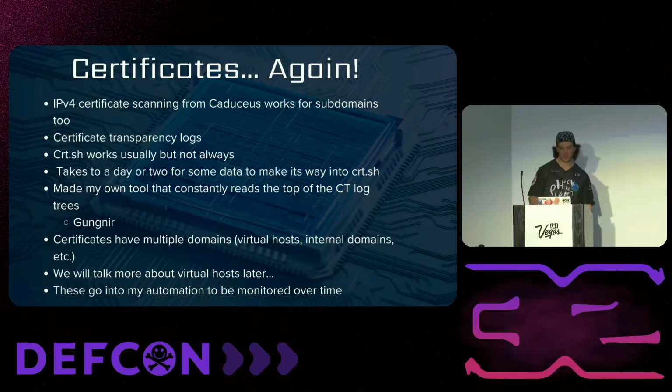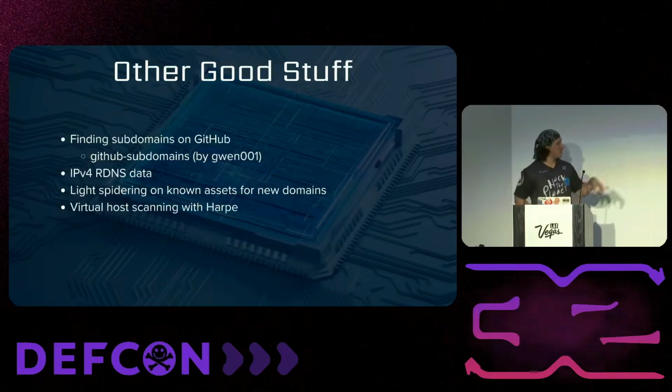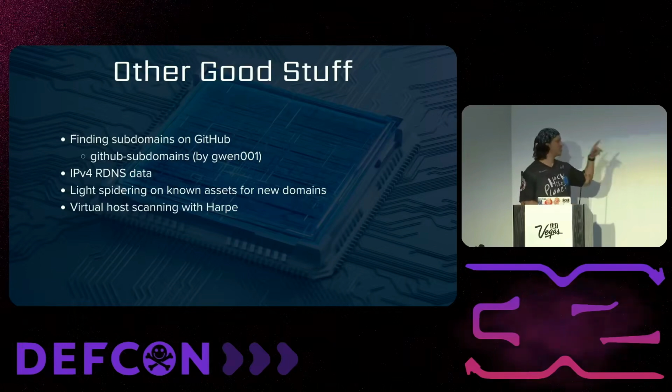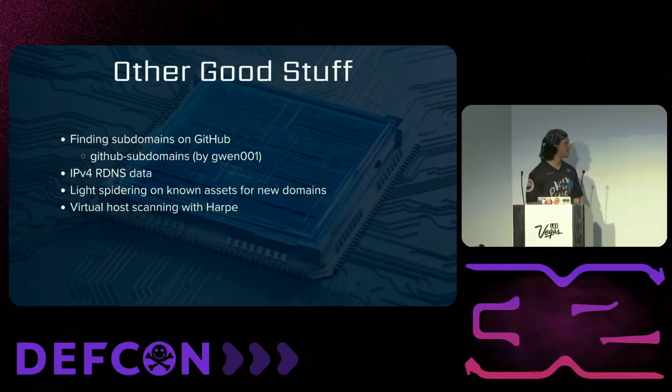So that's what I do. We'll talk about virtual hosting later, but Gunnar will give you certificates, but no IP address to what they go with. Caduceus in the certificate scanning will give me the IP address it came from, as well as all the domains. So keep that in mind. These are some other good things that I do. I automate them, but I don't do them constantly. Gwen made a very good tool called GitHub Subdomains that I think he's actually rewriting, I've heard. I've talked about the reverse DNSing, and then I'll do light spidering, as in I'll land on a page and pull all the second order assets, which costs me nothing and it doesn't get you banned. One GET request has not gotten me banned yet.